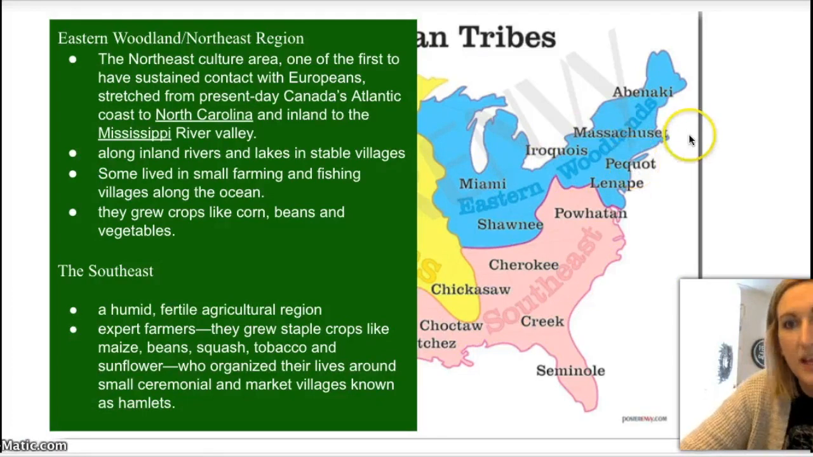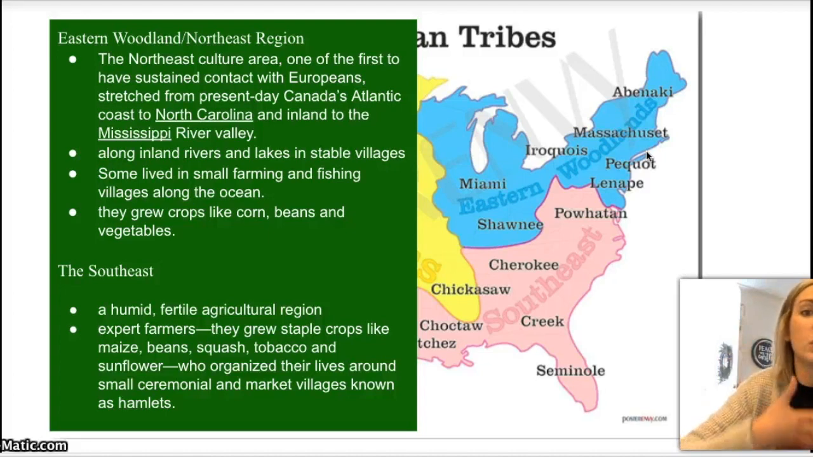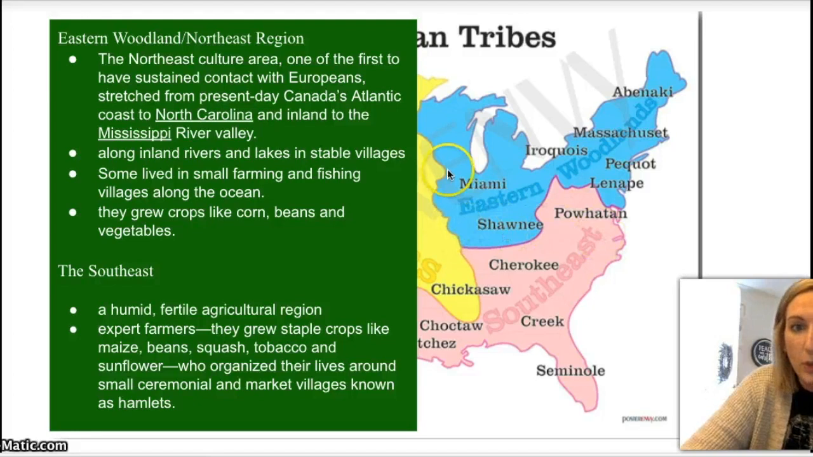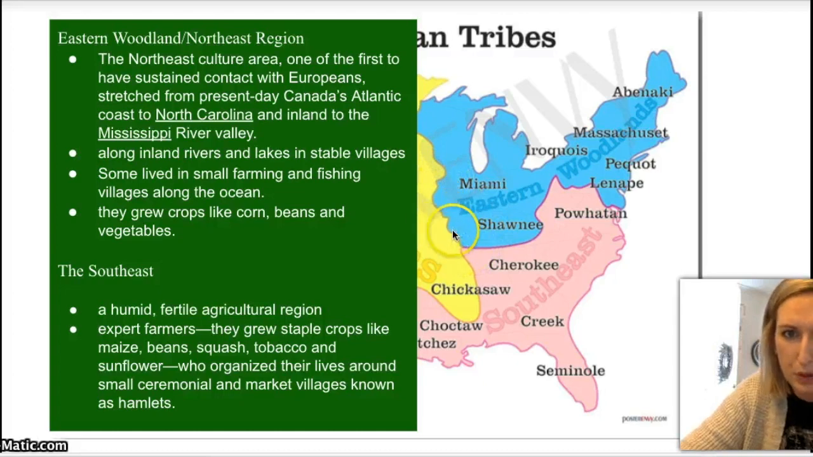Let's start up here. Now this is first where European settlers started coming in, and so these Native Americans in the woodland in the northeast region, they are some of the natives that had first interactions with European settlers. Okay, so this region spans from Canada's Atlantic coast down to North Carolina here, and inland all the way to the Mississippi River Valley. I'm using a new way to record today, and I don't know if you can see my arrow, but I hope you do. So the River Valley is the border with the yellow and the blue on either side.